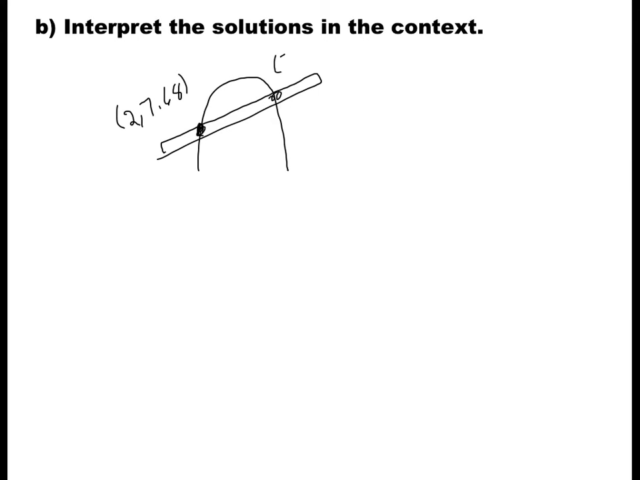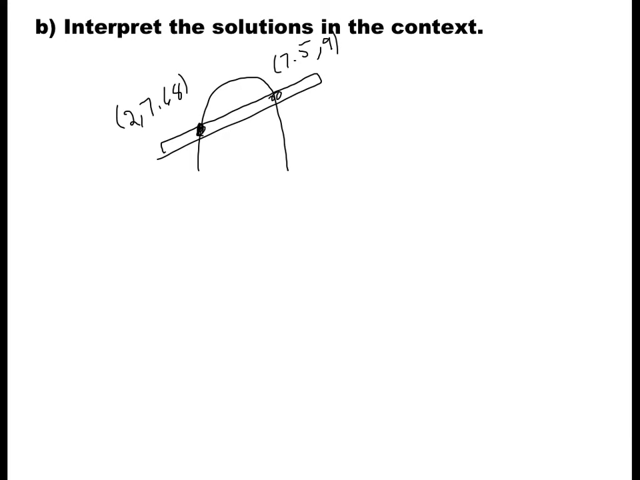The next part of the problem asks to interpret the solution in the context. Again, we go back to our situation. We have an arc here. This is our banner. We know that the points of intersection here are given by 2 and 7.68, and the other one is 7.5 and 9.